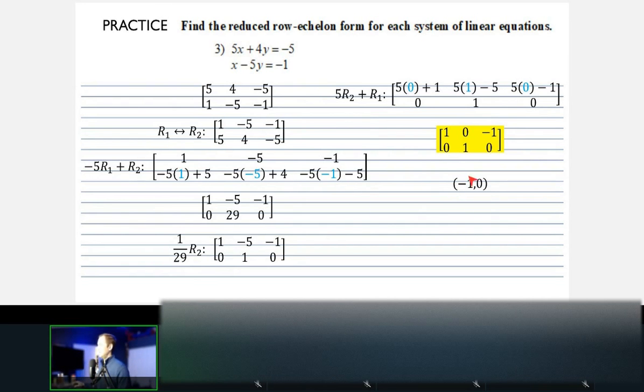Yeah, we're going to plug it in. So if we plug in -1 for x and 0 for y, it would work, right? 5 times -1 is -5, plus 4 times 0 is -5. -1 minus 5 times 0, so yeah, -1. Yep, plugging this in works for both equations, which means this is a correct answer. And that's how you would check.